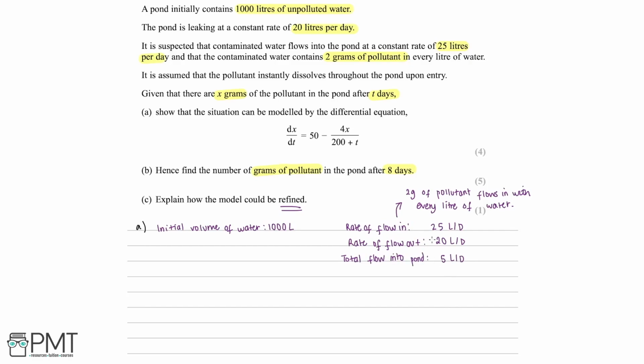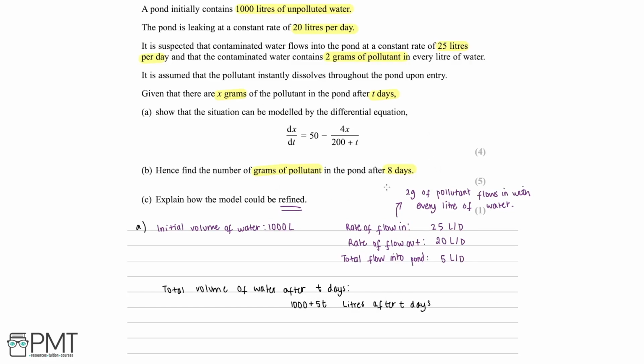This is because per day there are 25 litres flowing in, but also there are 20 litres flowing out. So the net change will be just 5 litres per day flowing into the pond. Thus, we know that the total amount of water in the pond after t days will be the initial volume of water, which is 1,000 litres, plus the total flow into the pond per day multiplied by the number of days that have passed. So the total volume of water will be 1,000 plus 5t litres after t days.